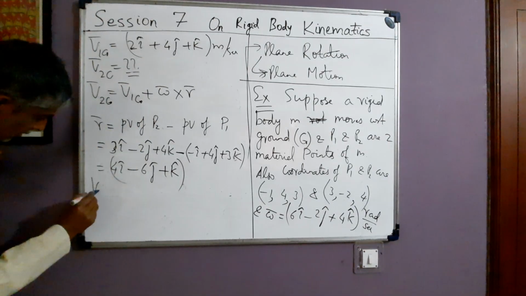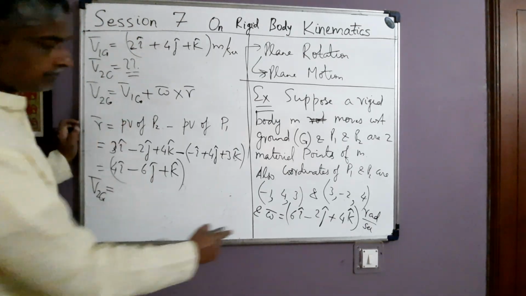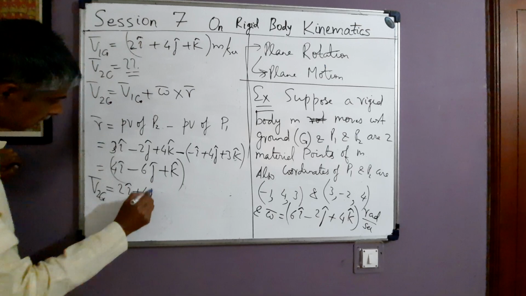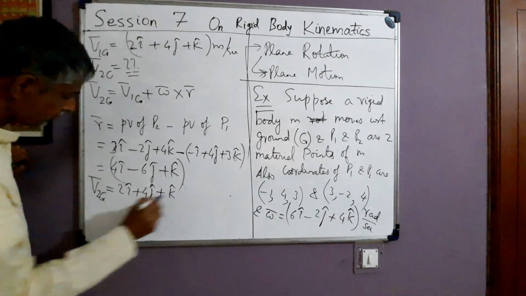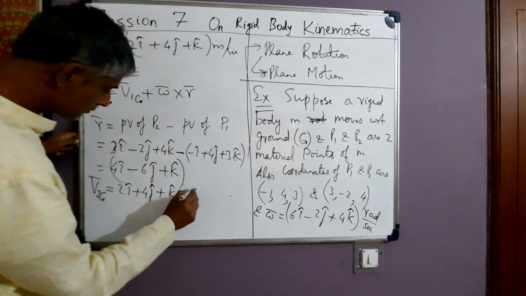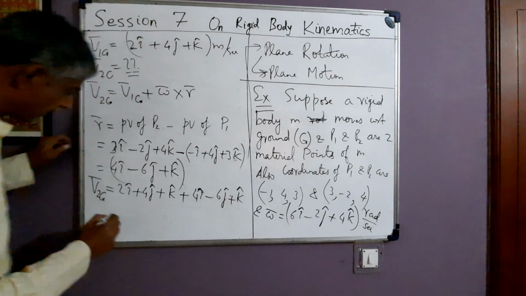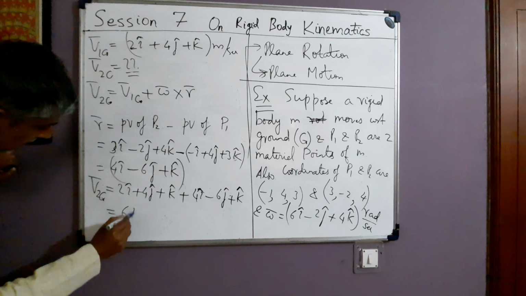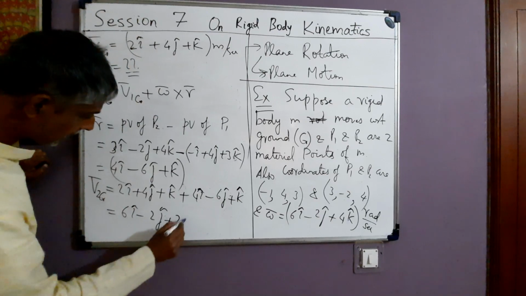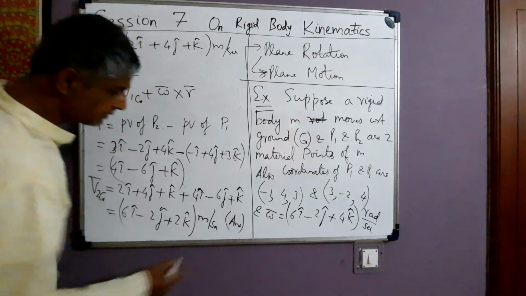Alright. So how to find V2g? V2g is equal to V1g, which is 2i hat plus 4j hat plus k hat, plus omega cross r, which is 4i hat minus 6j hat plus k hat. 2i hat plus 4i hat is 6i hat. 4j hat minus 6j hat is minus 2j hat. k hat plus k hat is 2k hat, in meters per second. This is therefore the required answer.